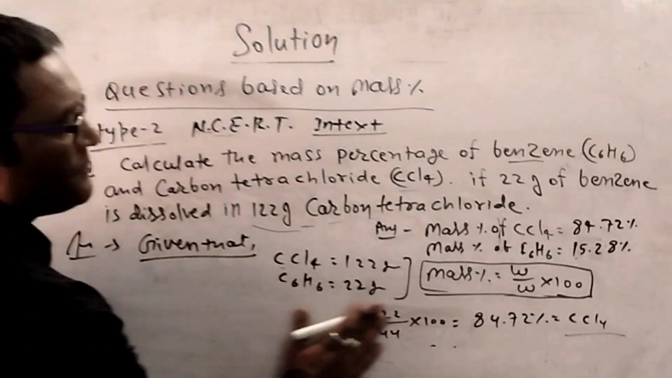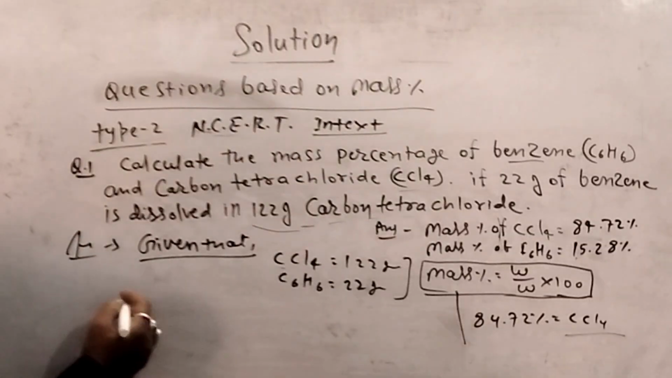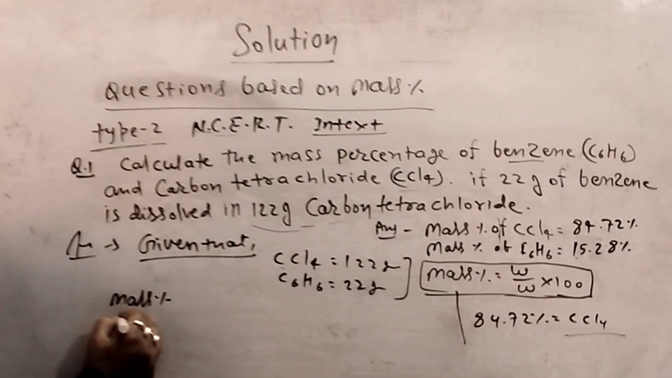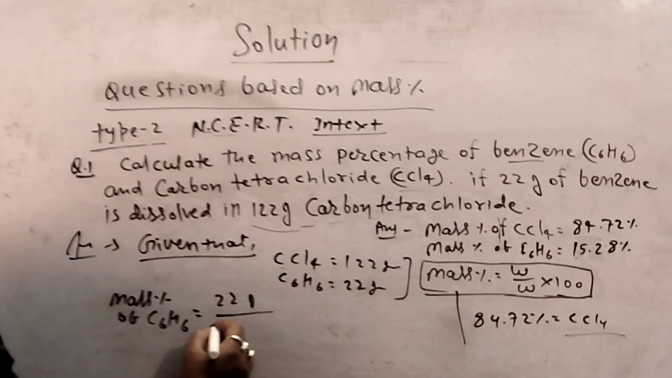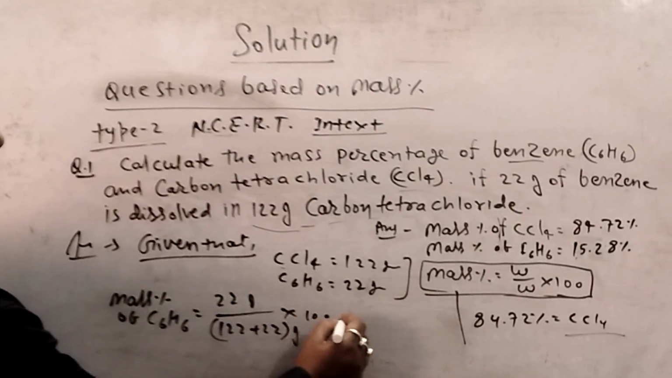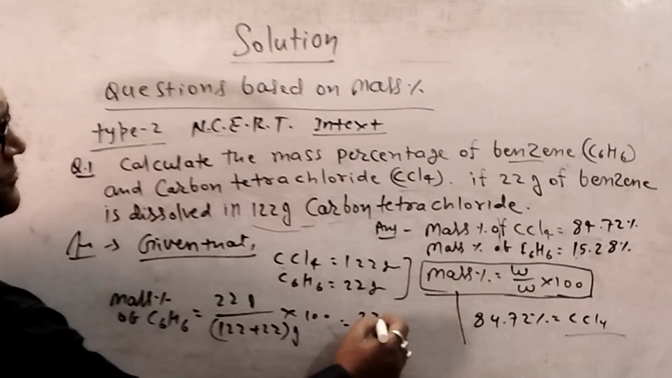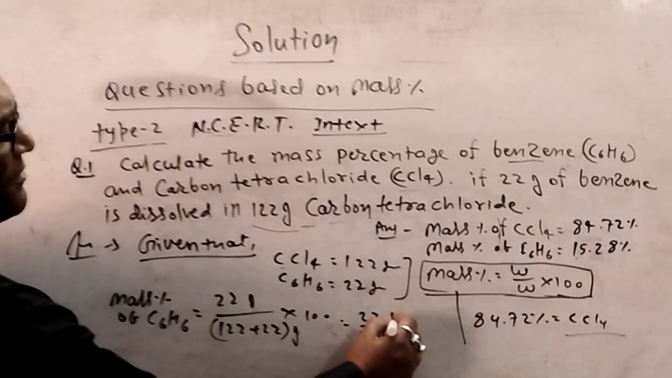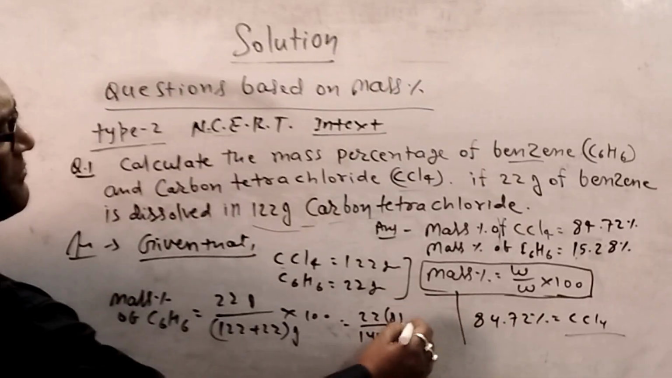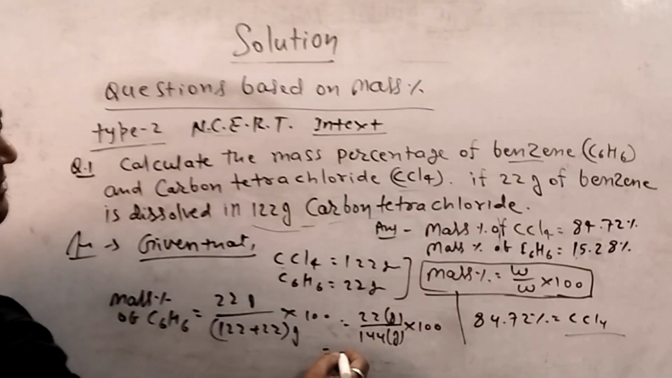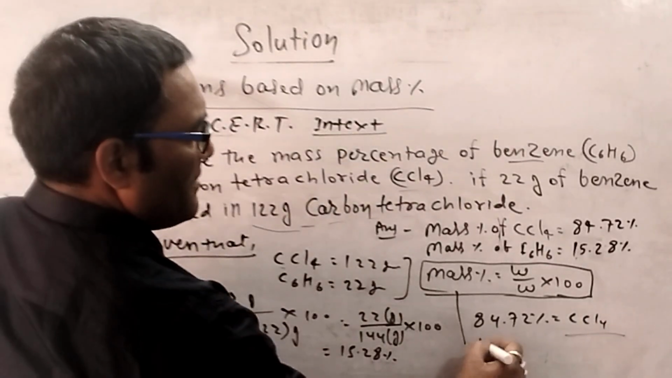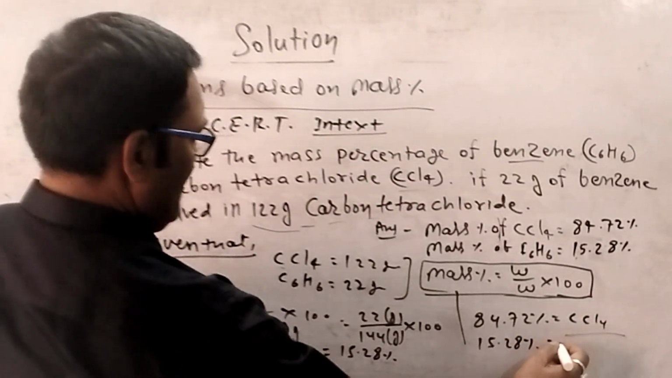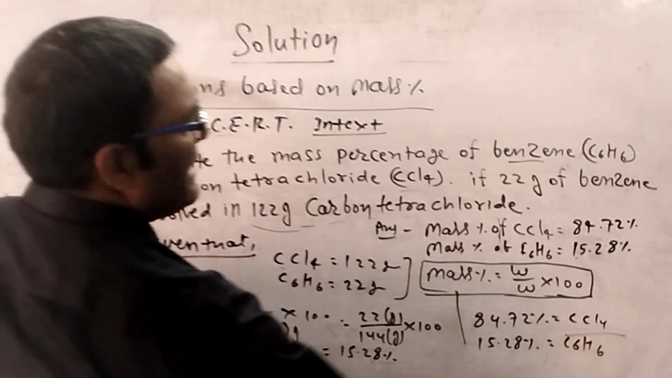Now the mass percentage of C6H6: 22 gram divided by 122 plus 22 gram multiplied by 100. It means 22 gram by 144 gram into 100. So after calculation we get 15.28%. So 15.28% is the mass percentage of C6H6.